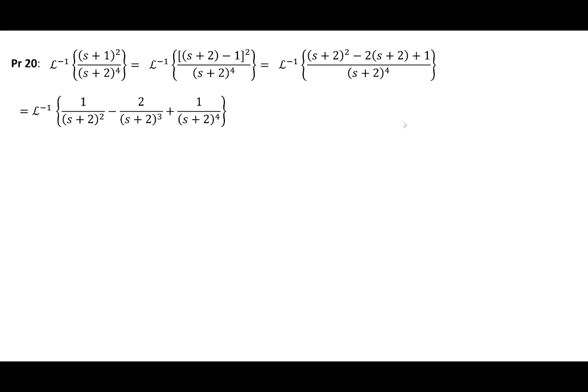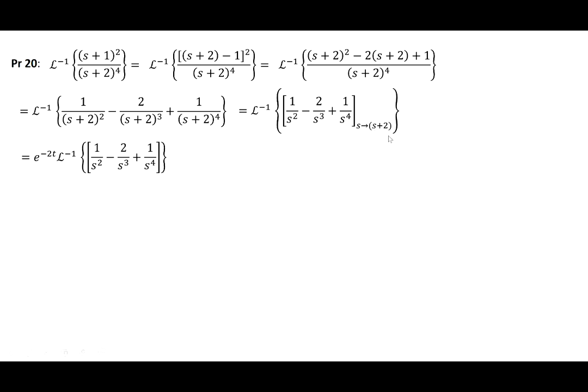Okay? And think of it as s shifted by s plus 2. 1 over s square minus 2 over s cube plus 1 over s to the 4, s shifted by s plus 2. Cool. How do we account for s shifted by s plus 2? E to the negative 2t. Don't forget that. Times the Laplace inverse of each of these terms. And that's done.